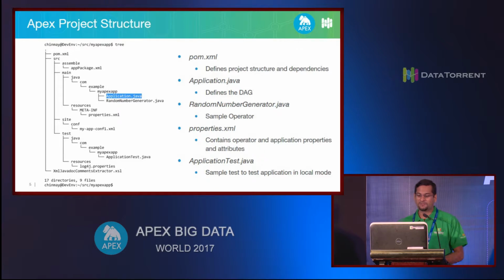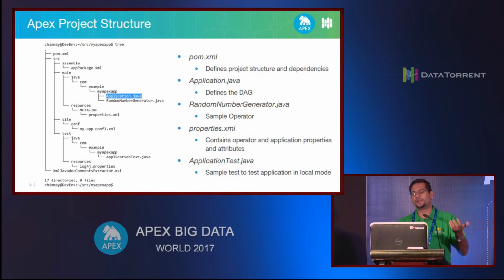Okay. And finally, we have application test. So we have a homegrown test framework which is created, using which one can actually run the application in something called local mode. This is the mode in which the application is run as a unit test, and you can test the application functionally. Okay. So that is application test. So this is how the project structure looks like when Maven archetype is used.